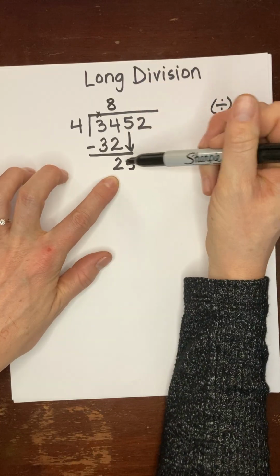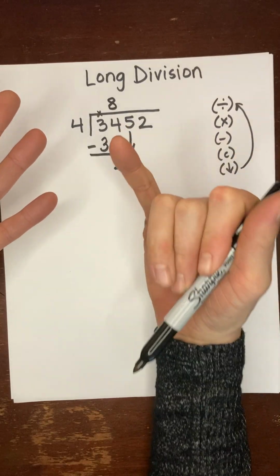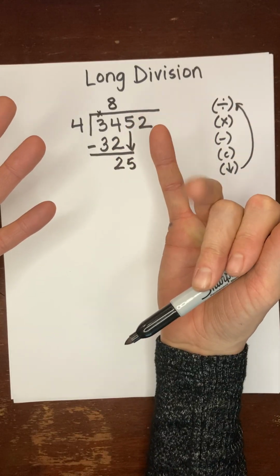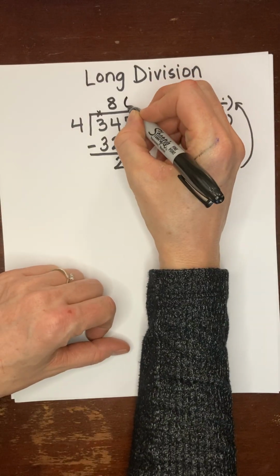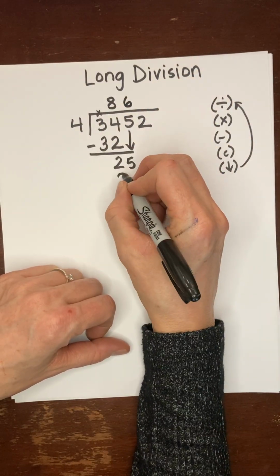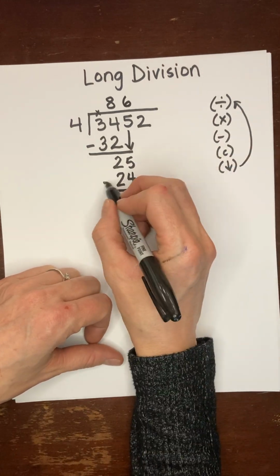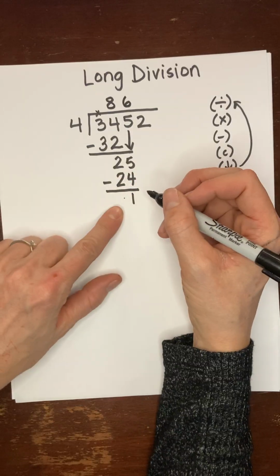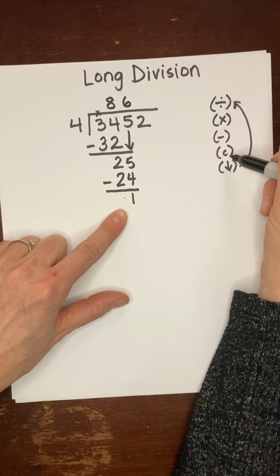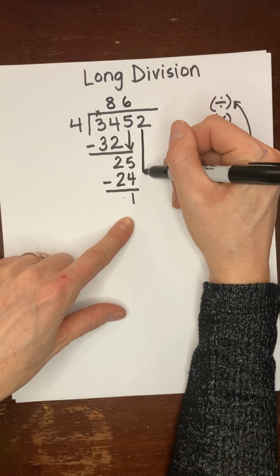How many times does 4 go into 25? Well, 4, 8, 12, 16, 20, 24, 28. That's too many. Go back 1. 24. So that's 6 times. We're going to put a 6 here. 6 times 4 is 24. We're going to subtract. 5 minus 4 is 1. 2 minus 2 is 0, but I'm not going to put the 0 there. We're going to compare. Is 1 less than 4? Yep, it is. So we can go ahead and bring down our next number, which is 2.